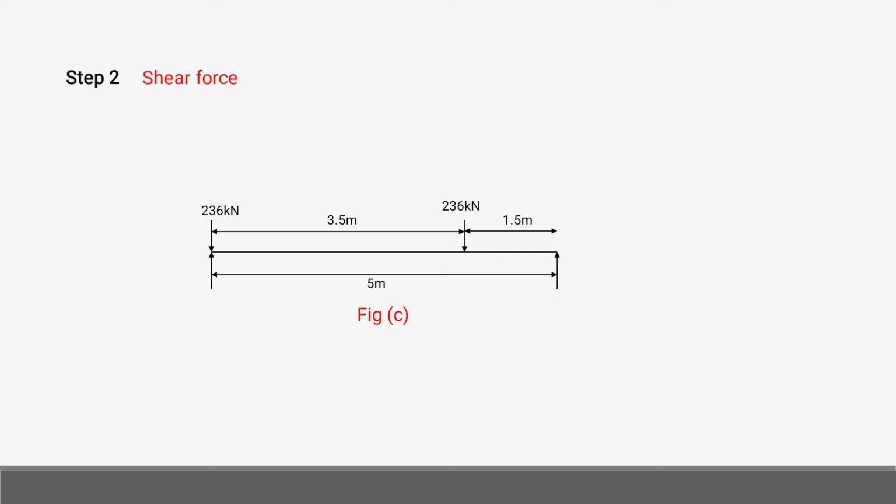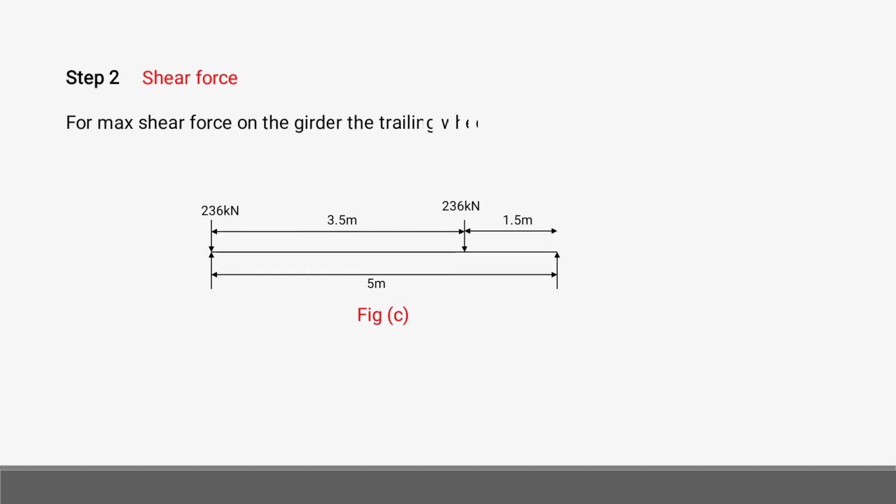So see the diagram. Now finding out the shear force. Step number 2, finding out the shear stress, shear force. So A and B are the supports. The support reaction is 236. The length is 3.5 meter. The full span length is 5 meter. So the remaining after the load is marked as 1.5 meter.